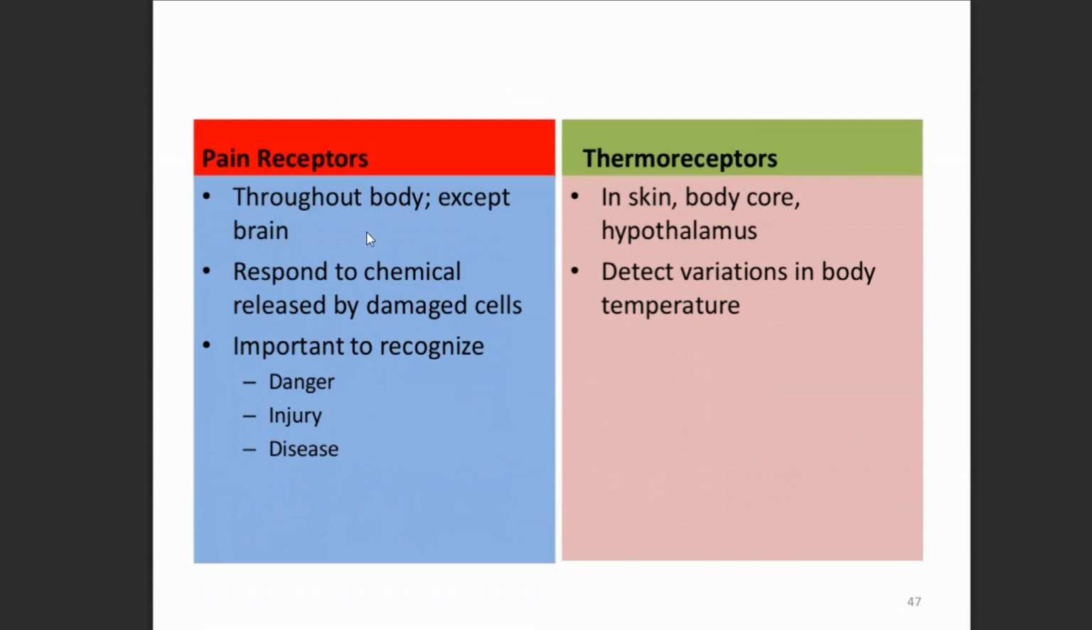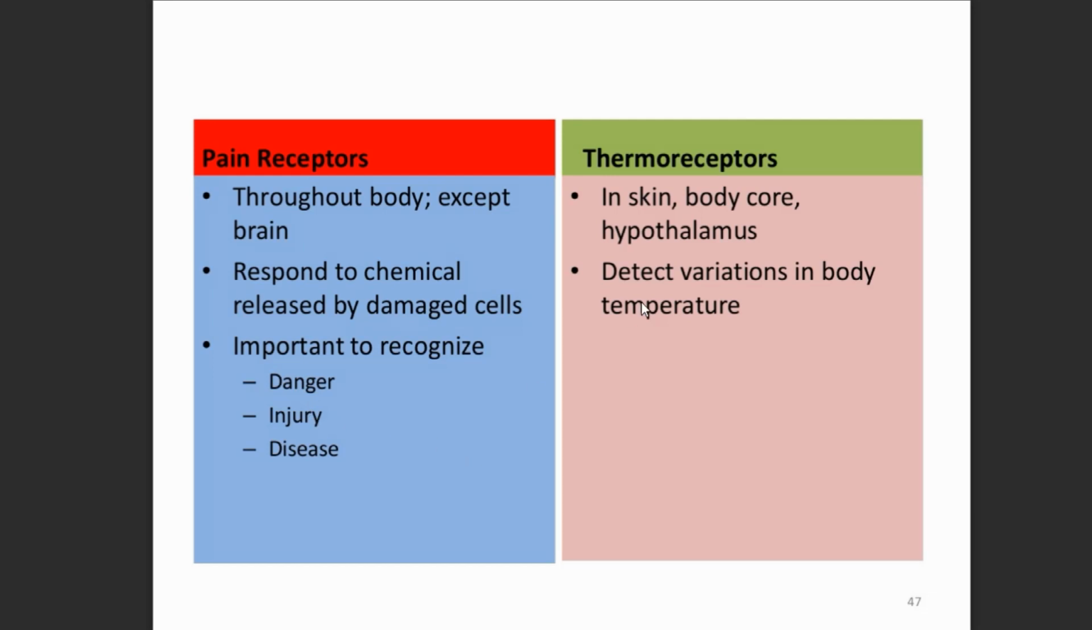Pain receptors are found throughout the body except the brain. You feel pain in your head because of the vascularity, not because of your brain. They respond to chemicals released by damaged cells. If you are feeling pain, then there is some damage to your cells. It is important for recognizing danger, injury, or disease.